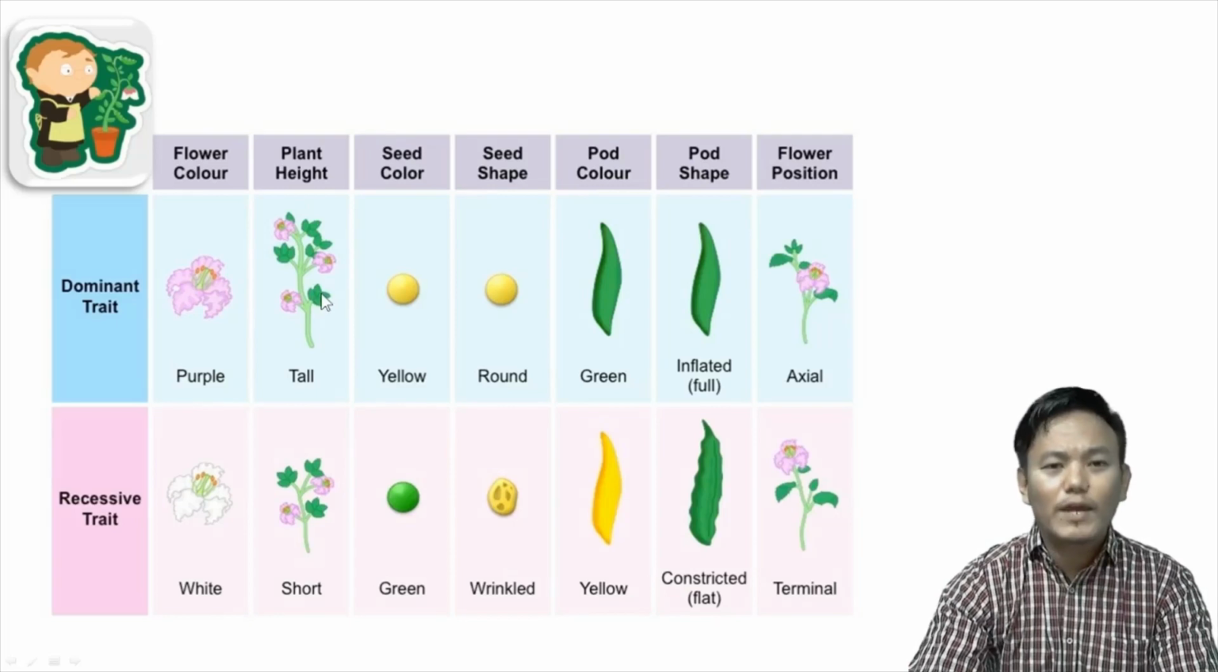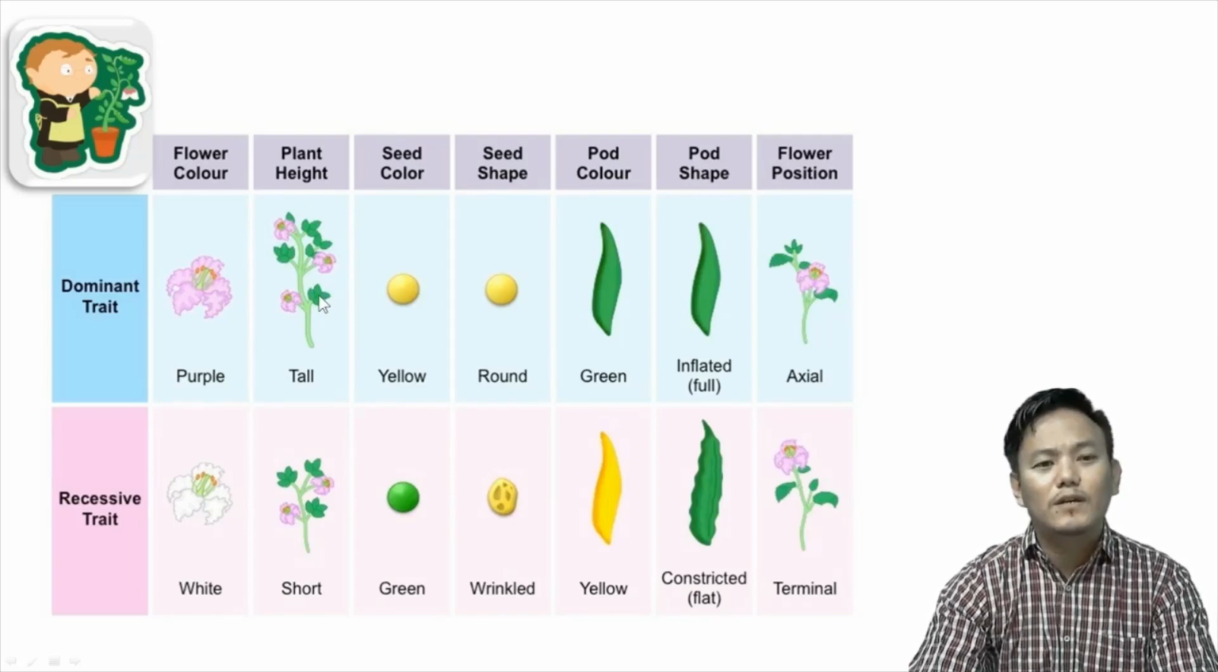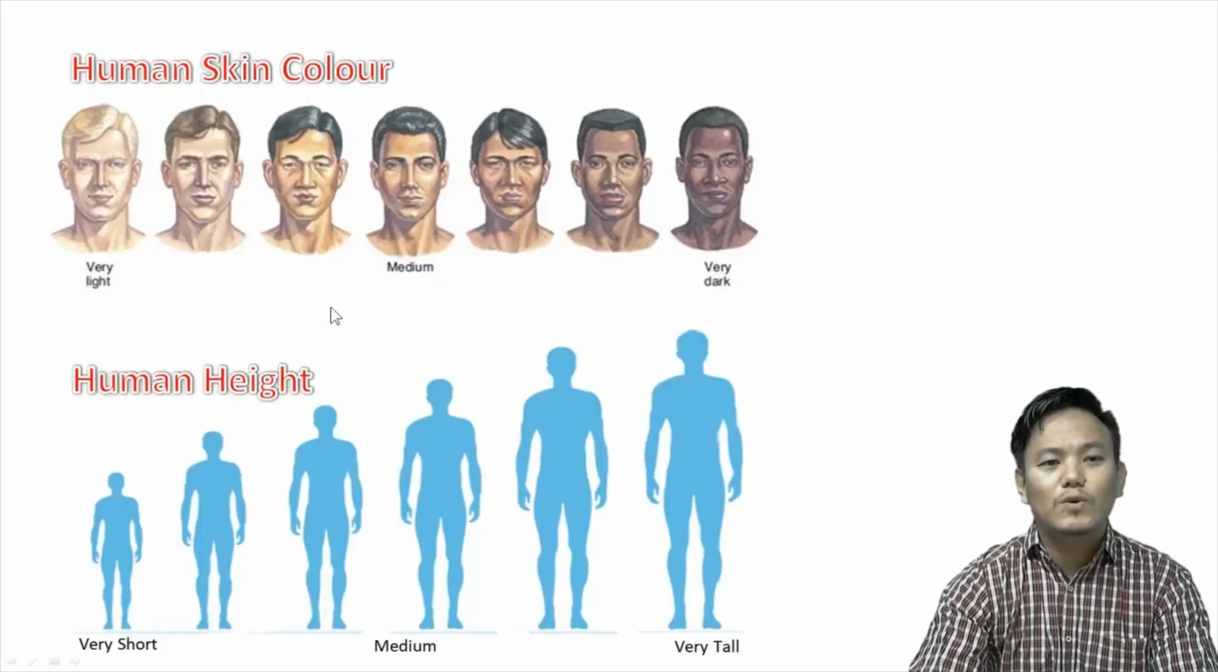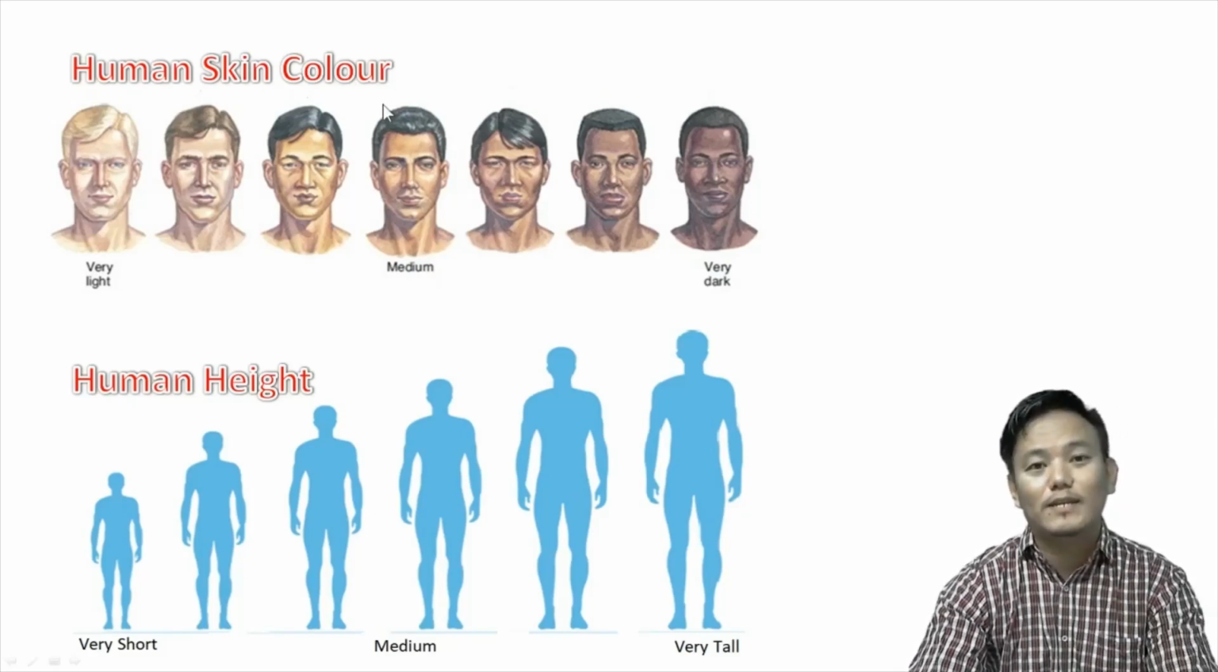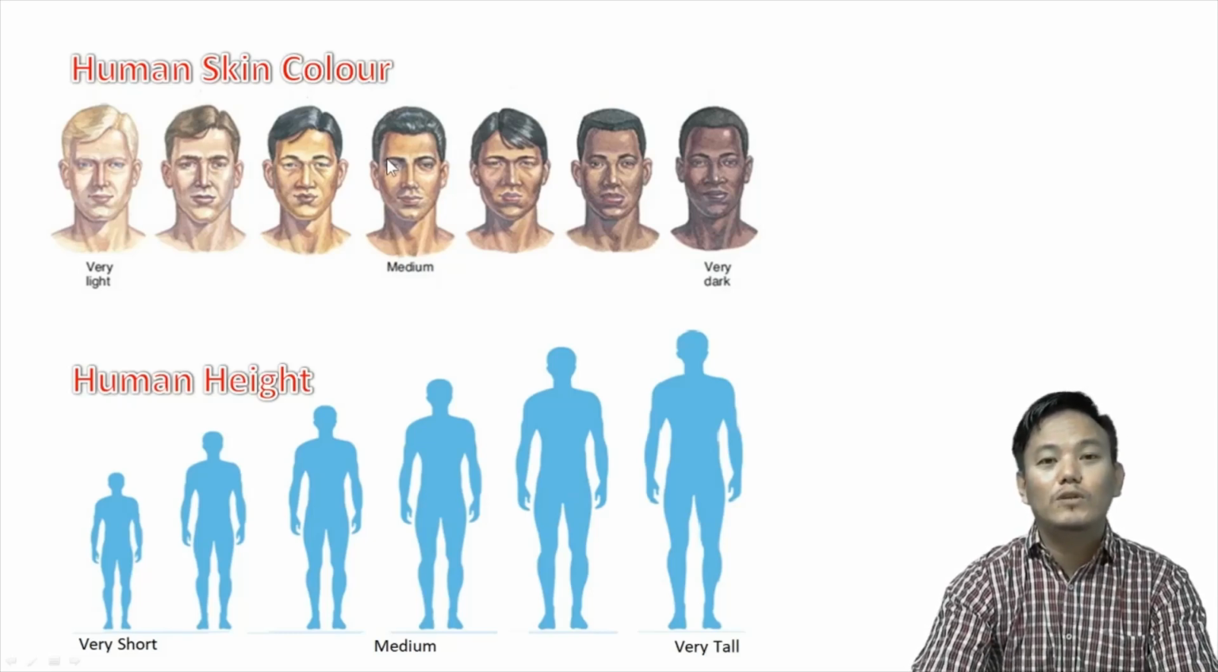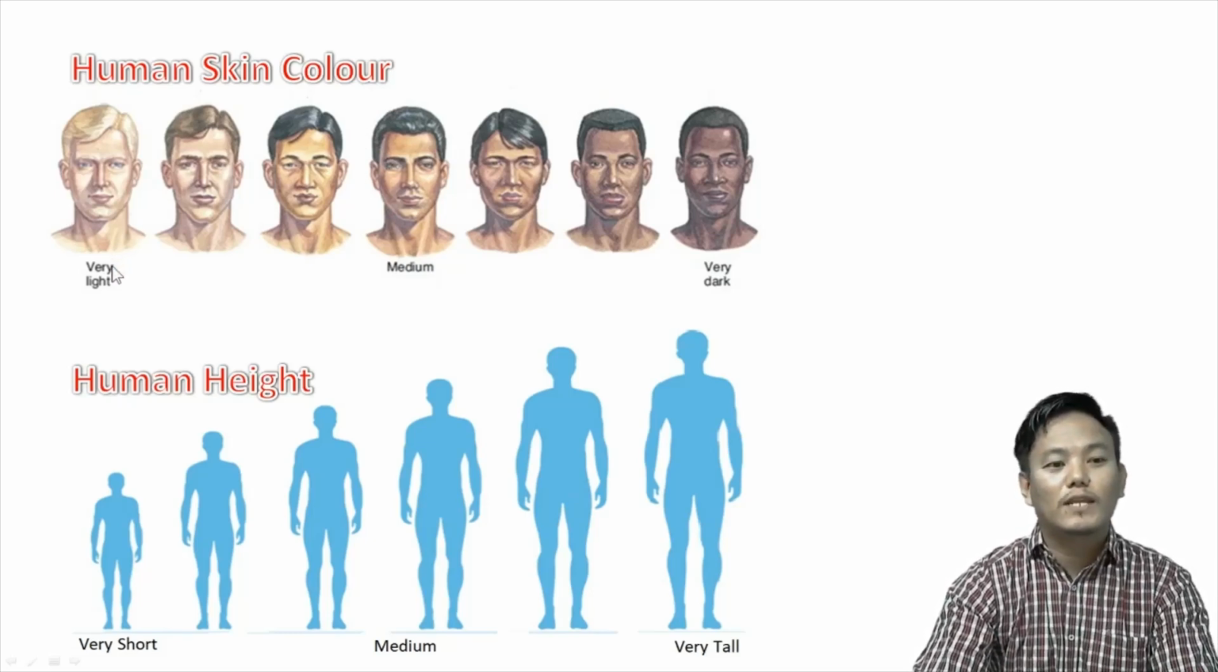But for other organisms, unlike pea plants, the inheritance pattern and the characters are not as simple. Let's take a look at human skin color. We don't have 2 contrasting traits for human skin color as a character. It's not that we have only a very light skin colored individual and a very dark skin colored individual, with nothing in between. In human beings we see continuous variation in terms of skin color.